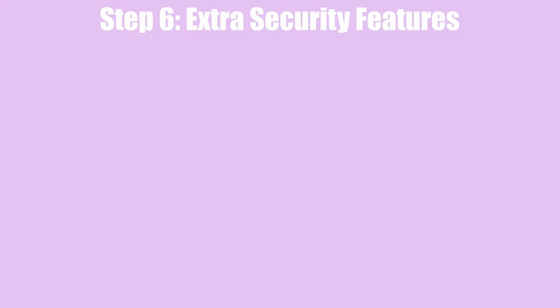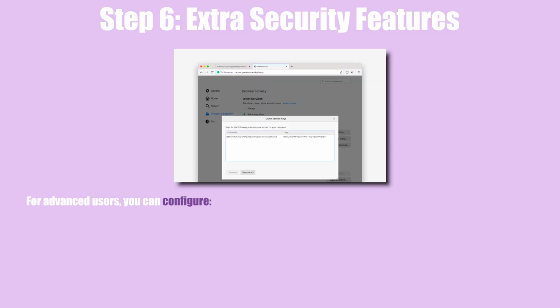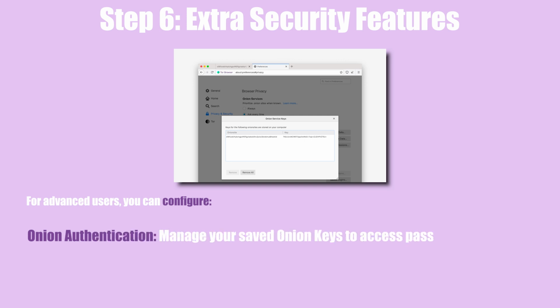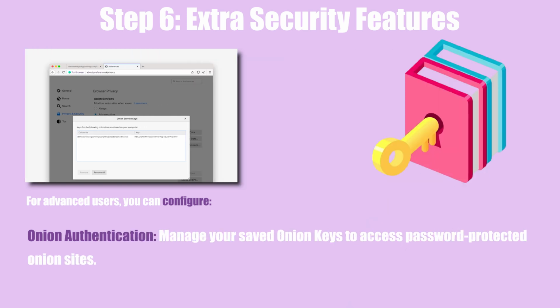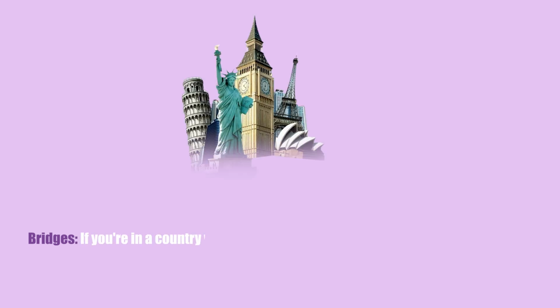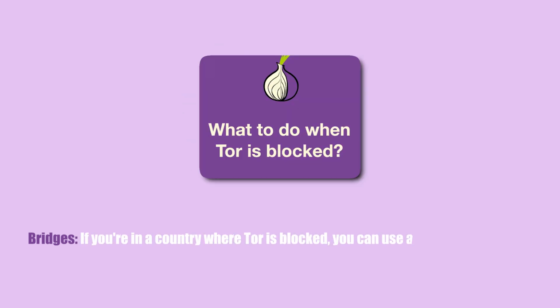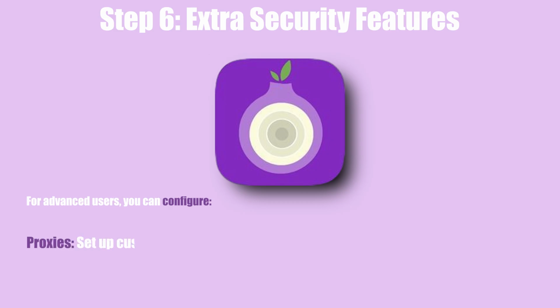Step 6. Extra security features. For advanced users, you can configure Onion authentication. Manage your saved Onion keys to access password-protected Onion sites. Bridges. If you are in a country where Tor is blocked, you can use a bridge to bypass these restrictions. Proxies. Set up custom proxies for even more layers of privacy and access.